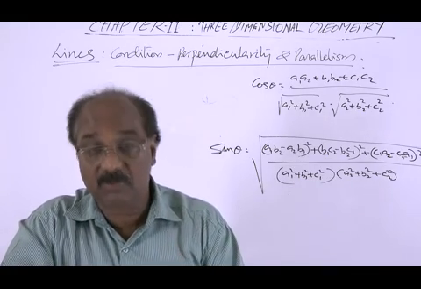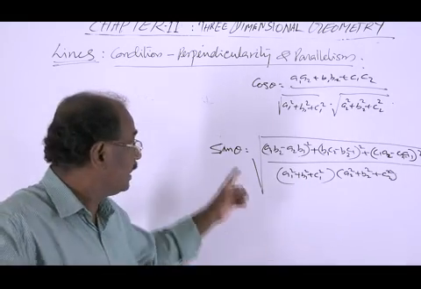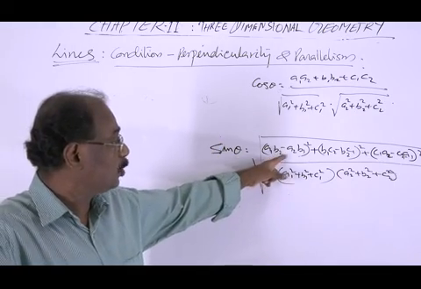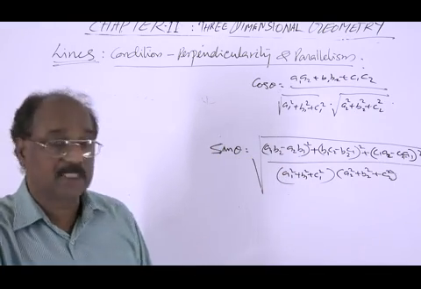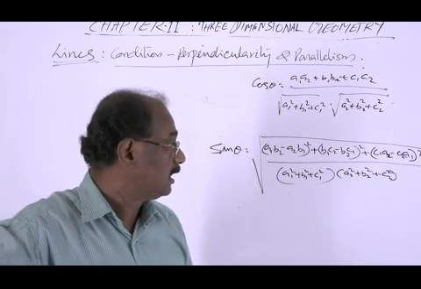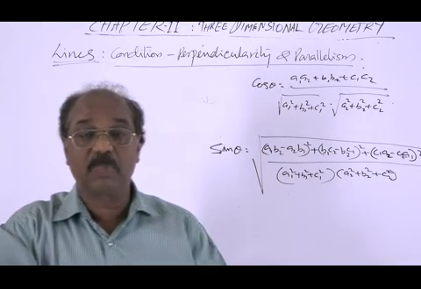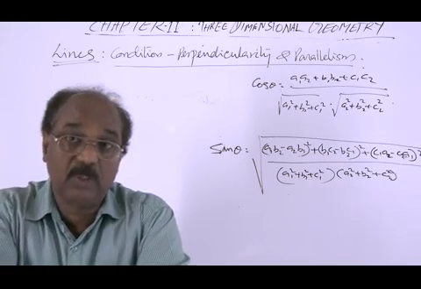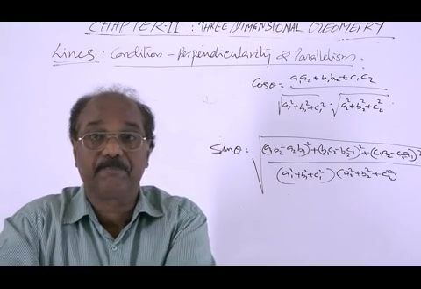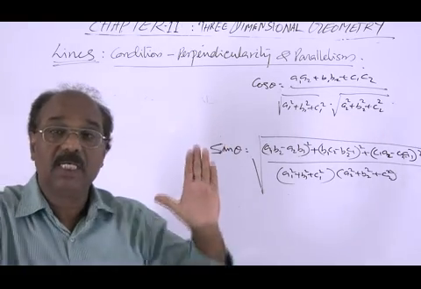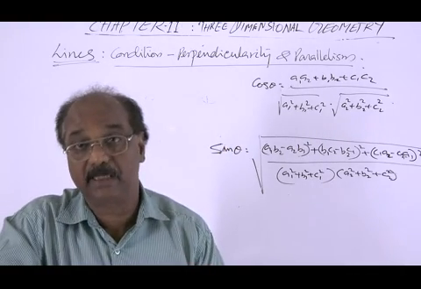Or in terms of sin theta, it is given by sin theta is equal to root of (a1 b2 minus a2 b1) whole squared plus (b1 c2 minus b2 c1) whole squared plus (c1 a2 minus c2 a1) whole squared, divided by (a1 squared plus b1 squared plus c1 squared) into (a2 squared plus b2 squared plus c2 squared). So these are the expressions for theta, the angle between the two lines.